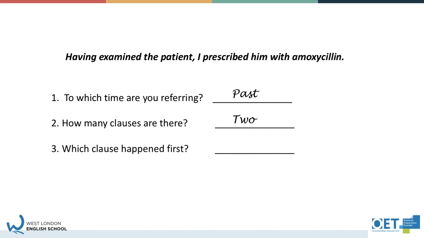There are 2 clauses. You can see the first clause with having examined the patient. And then we've got a second clause, I prescribed him with amoxicillin. Which clause happened first? Well, the having clause happened first. And the second clause, I prescribed him with amoxicillin, this happened afterwards. Often the second clause happens as a consequence of the first clause. I prescribed him with amoxicillin because I examined him. And the 2 clauses are very closely related, as you can see.